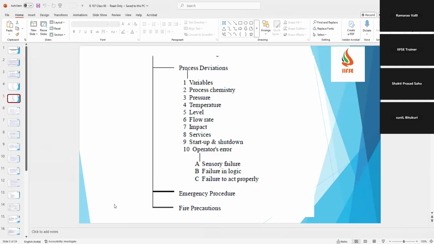Then fire precautions. What kind of fire precautions have to be taken? What kind of firefighting systems or detection systems do we have? Those have to be in proper control.